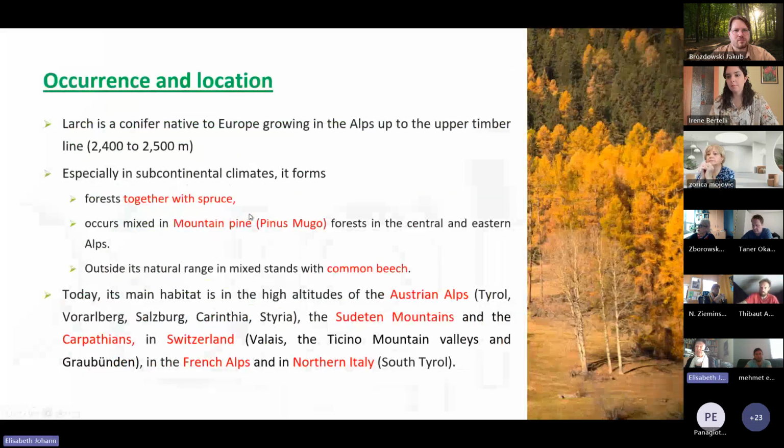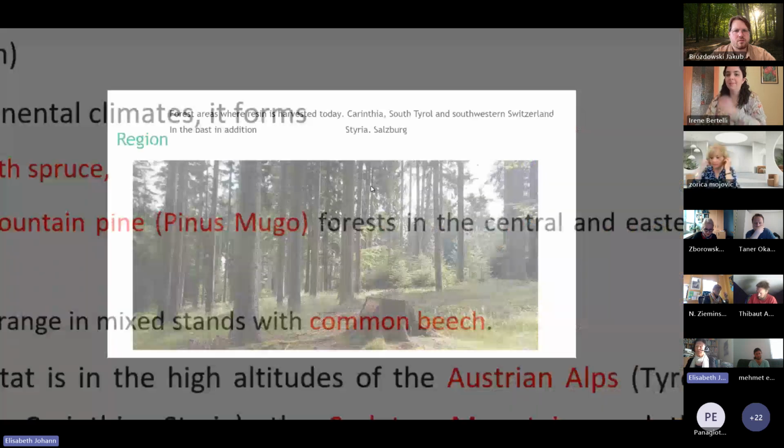Larch is a conifer native to Europe, growing in the Alps up to the upper timberline, and it grows together with spruce or with mountain pine, or also outside its natural range in mixed stands with common beech. Today its main habitat is the high altitudes of the Austrian Alps, the Sudeten Mountains, the Carpathians, Switzerland, the French Alps, and northern Italy.